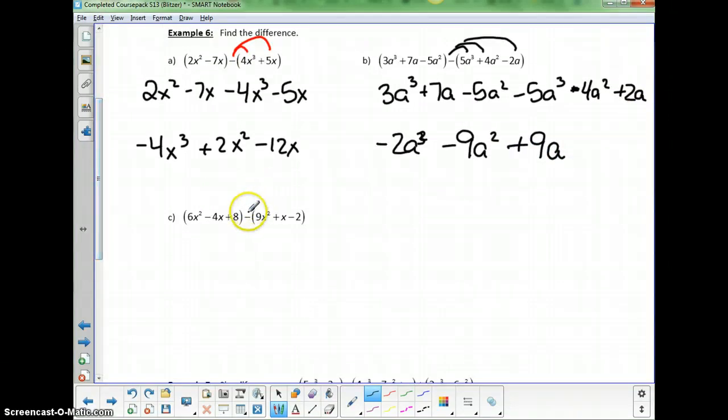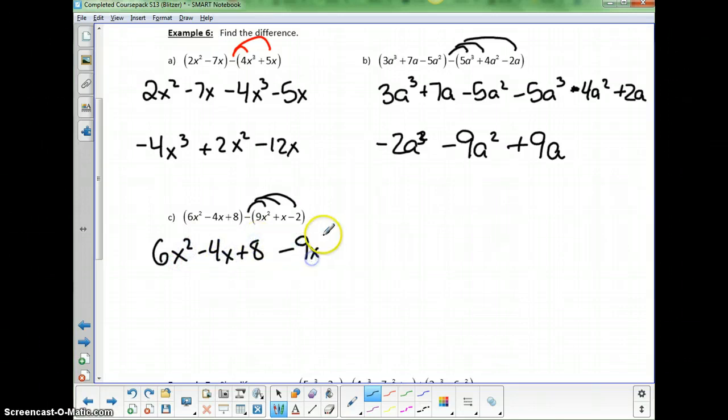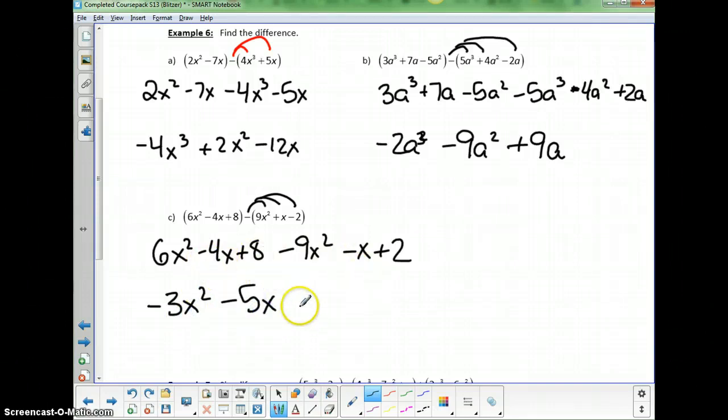And the last one here, distribute the negative, starting with 6x squared minus 4x plus 8 minus 9x squared minus x plus 2. So like terms, we've got 6x squared minus 9x squared is negative 3x squared. 4x minus x for minus 5x, and 8 plus 2 for 10.